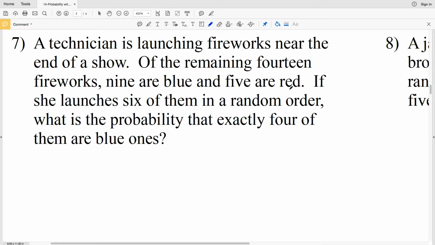Number 7 says, a technician is launching fireworks near the end of a show. Of the remaining 14 fireworks, 9 are blue and 5 are red. If she launches only 6 out of the remaining 14 in a random order, what is the probability that exactly 4 of them are blue?